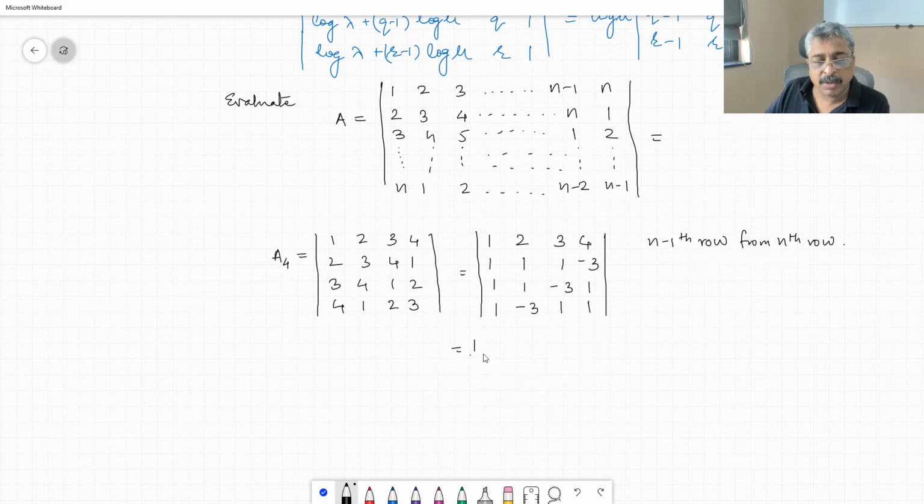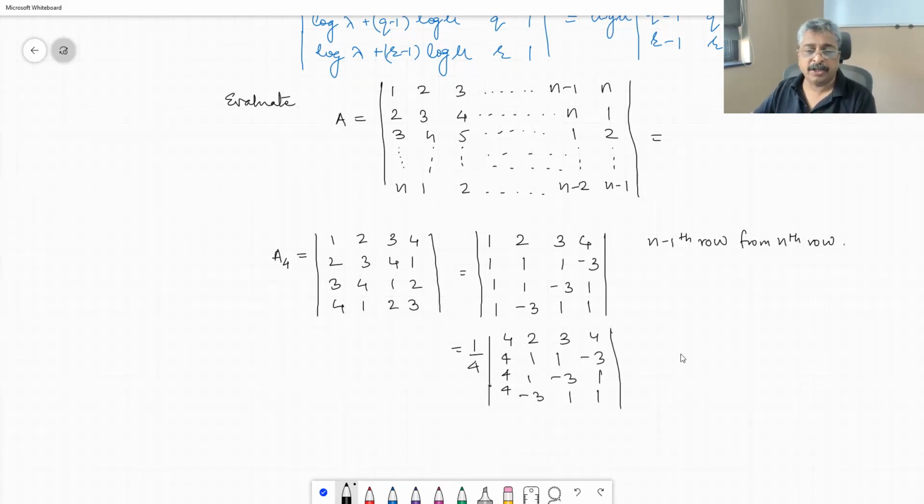Now let us make 1 by 4 here. 4, 4, 4, 4. 2, 3, 4, 1, 1 minus 3, 1 minus 3, 1, minus 3, 1, 1. Multiplying first column by 4 and hence 1 by 4 taken out, common. Now what we would like to do is, sorry, maybe before that.